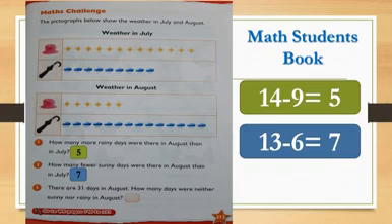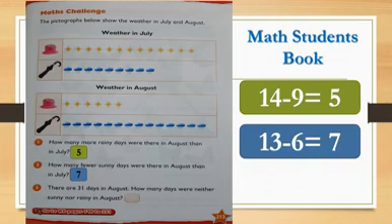Okay, how about the last question, kids? There are 31 days in August. How many days were neither sunny nor rainy in August? So this time, we need to know how many days are there in the pictograph, okay? So look at the weather in August. Let's count the sunny and the rainy all together, okay? Let's begin with the sunny days first.